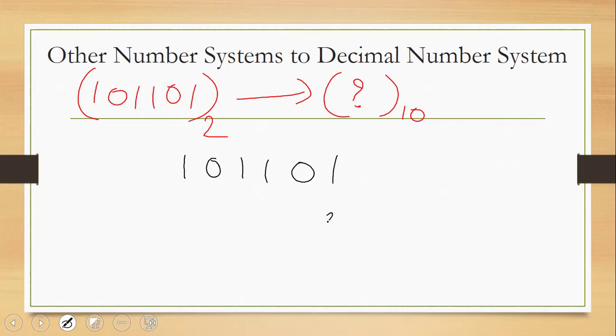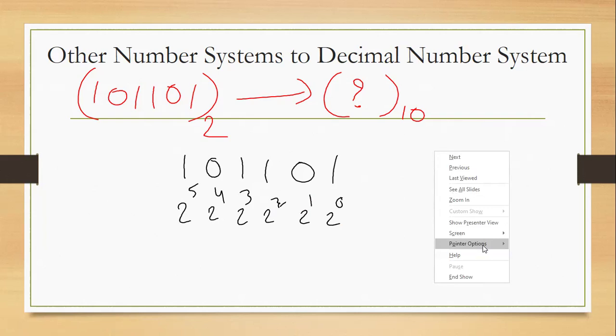So here 2 power 0, 2 power 1, 2 power 2, 2 power 3, 2 power 4 and 2 power 5. After assigning all these values to each and every position, now we need to go with the multiplication process. The multiplication is very easy, I hope. Okay, let's go with that.